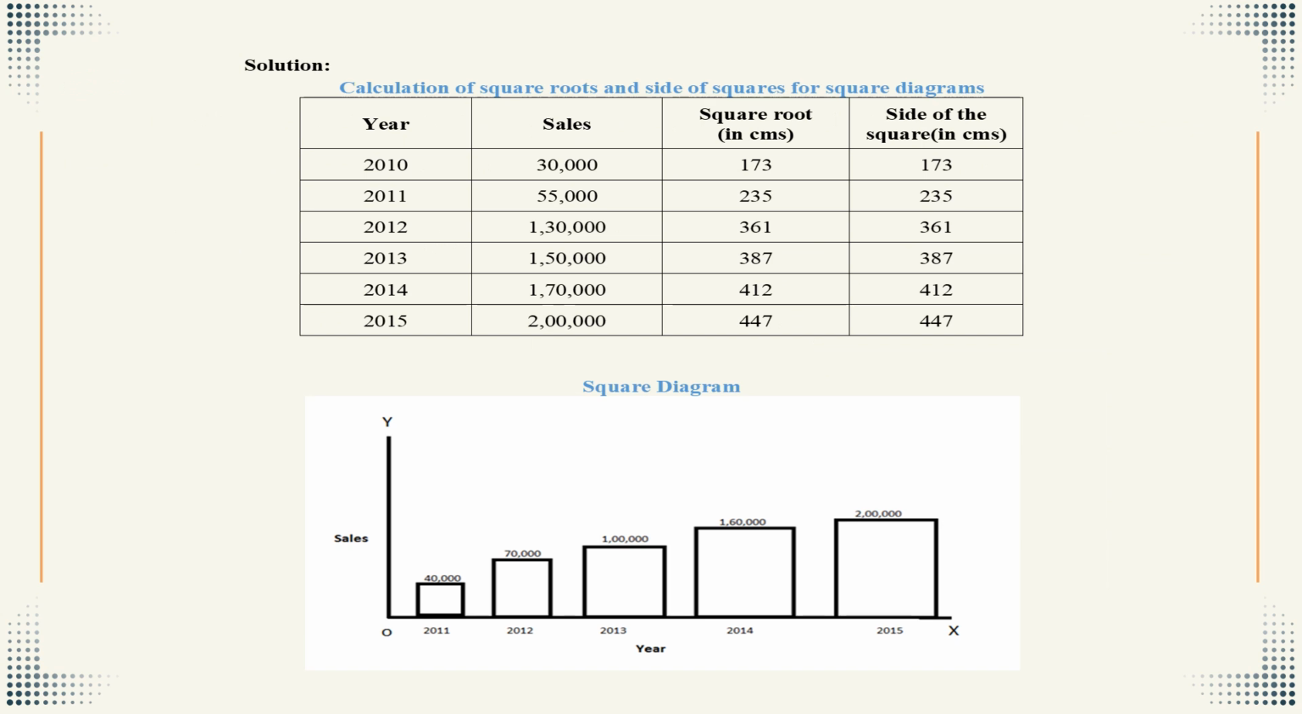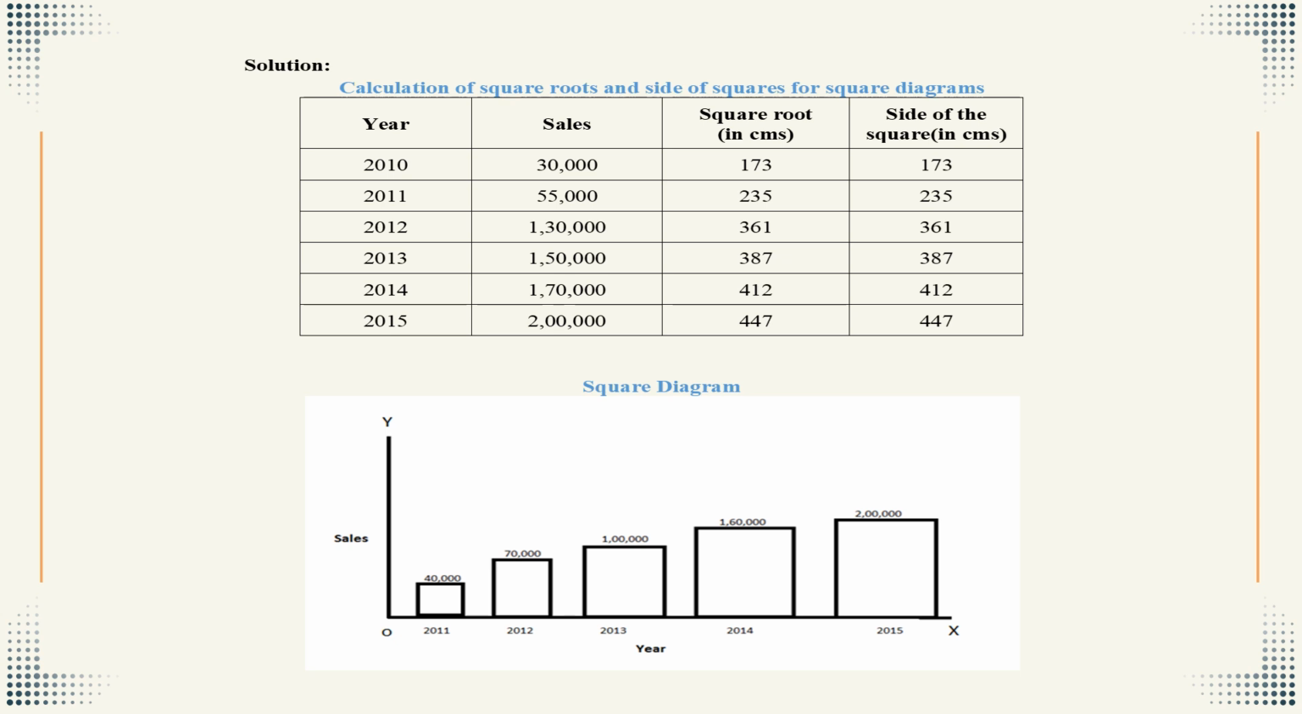Here, based on the illustration, for all the values the square root should be taken. So that is sales 30,000, and the square root of 30,000 should be taken, that is 173. That means one side would be 173. So all sides should be 173. It means all calculations are to be done by taking the square root of it. And then it is represented here.